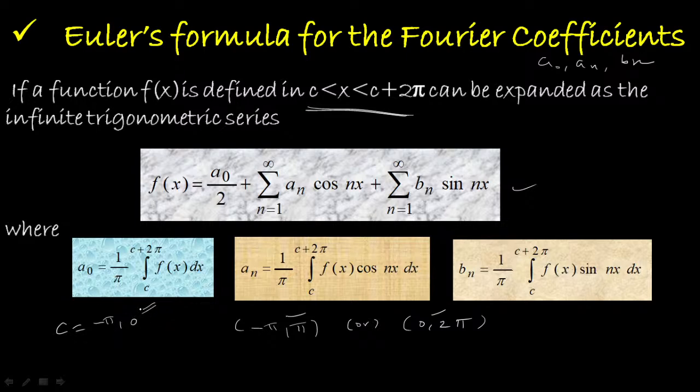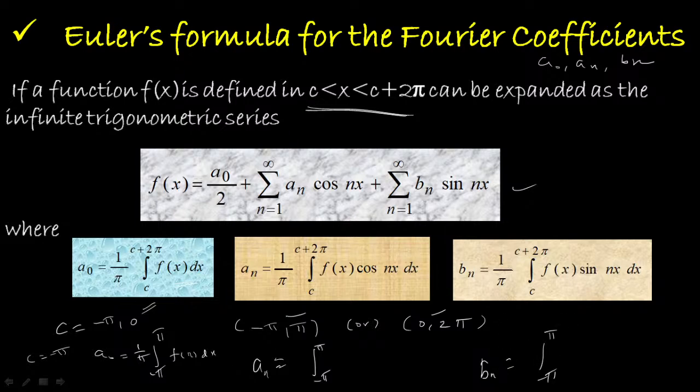Suppose you substitute c is equal to minus pi. There is no change in the inside value of the integral. So a naught is equal to 1 by pi integral, c becomes minus pi, so minus pi to minus pi plus 2 pi, which gives only plus pi, f of x dx. Likewise a n, there is no change, only the limit of the integral changes from minus pi to plus pi. b n also minus pi to plus pi.